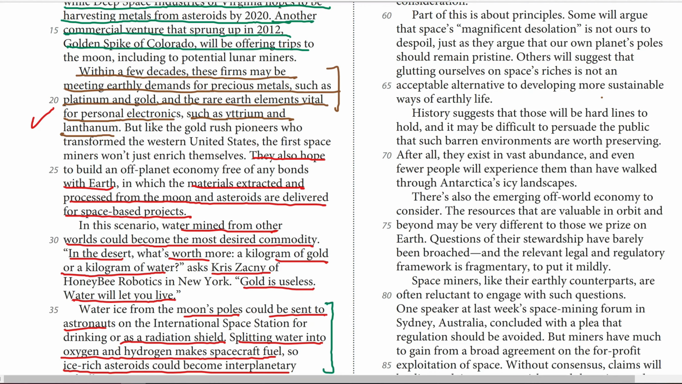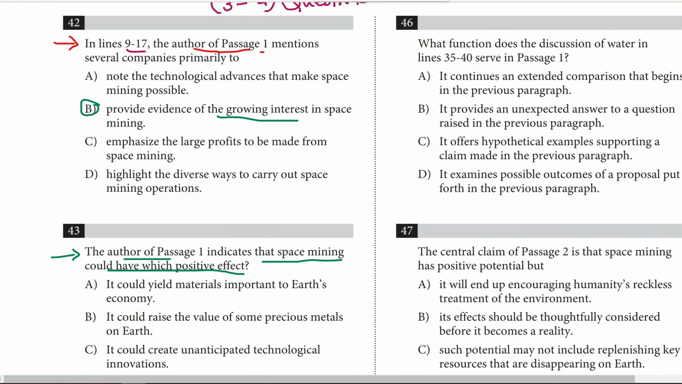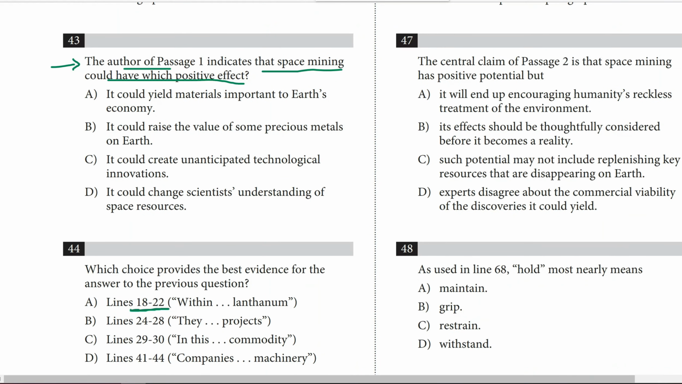وكأن الناس اللي في الأرض طالبين الحاجات دي. Such as what? Platinum and gold. And the rare earth elements vital for personal electronics such as europium and what? Lanthanum. اللي احنا قريناه دلوقتي أوديه فين يا ابني؟ أوديه فين يا عمرو يا صلاح؟ The author of passage 1 indicates that space mining could have which positive effect? Who can give me an answer?